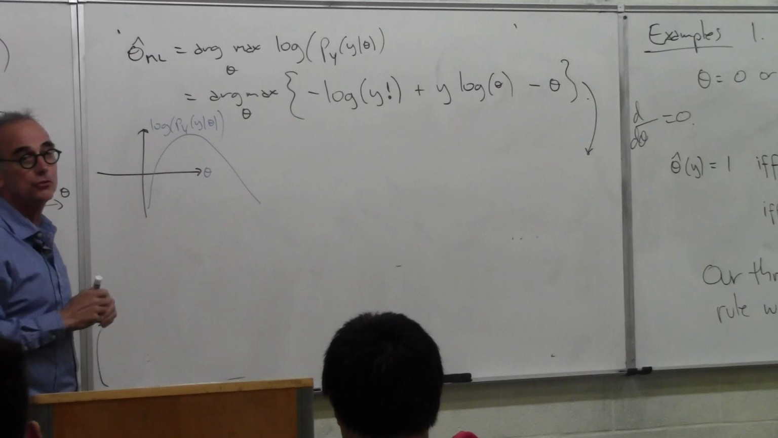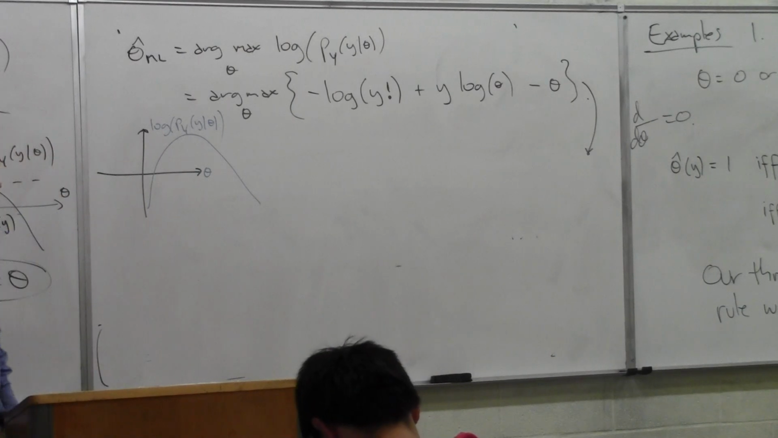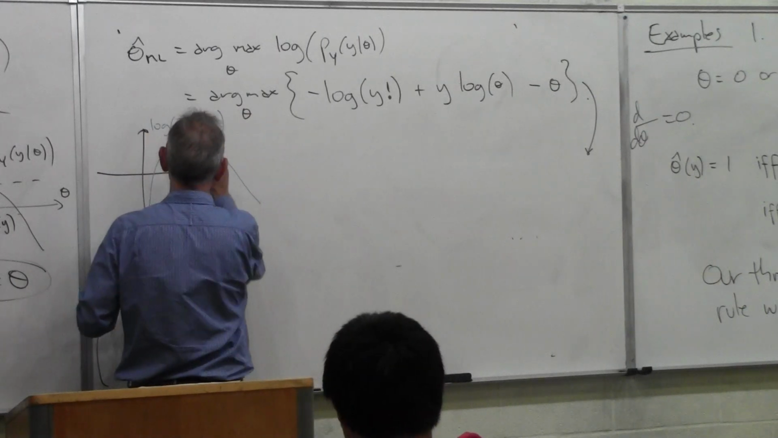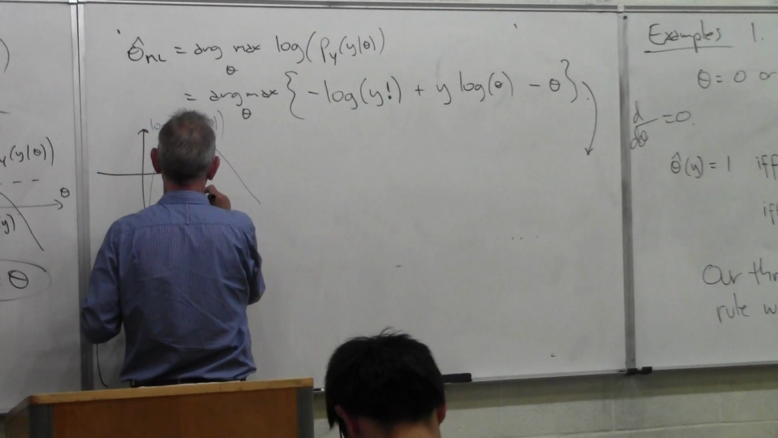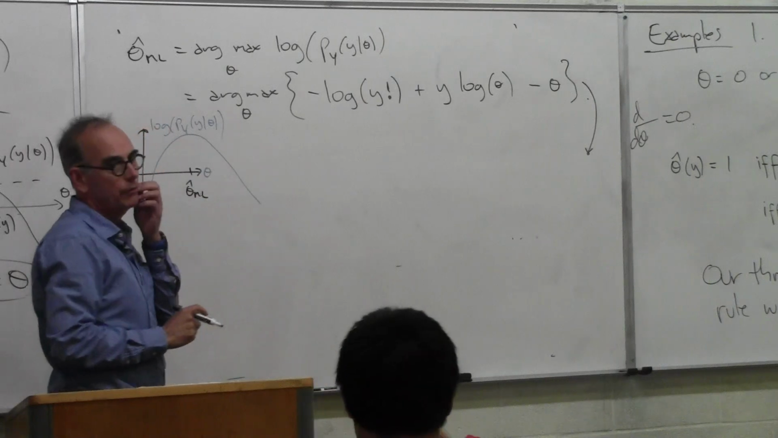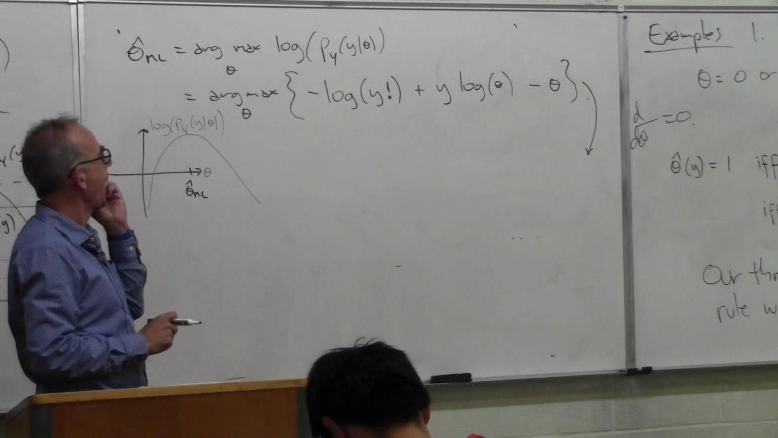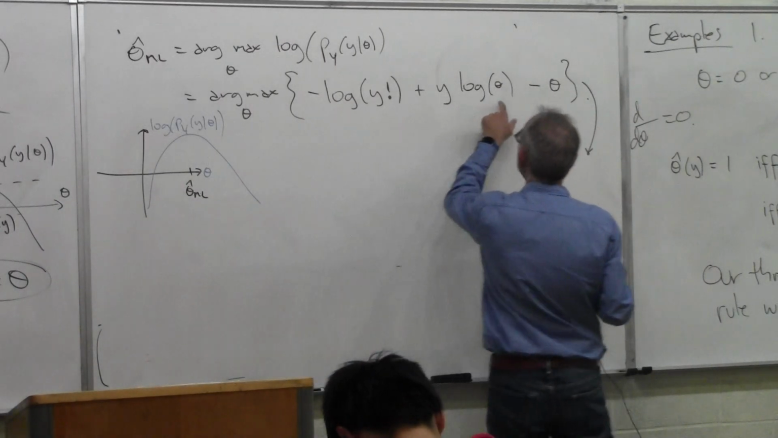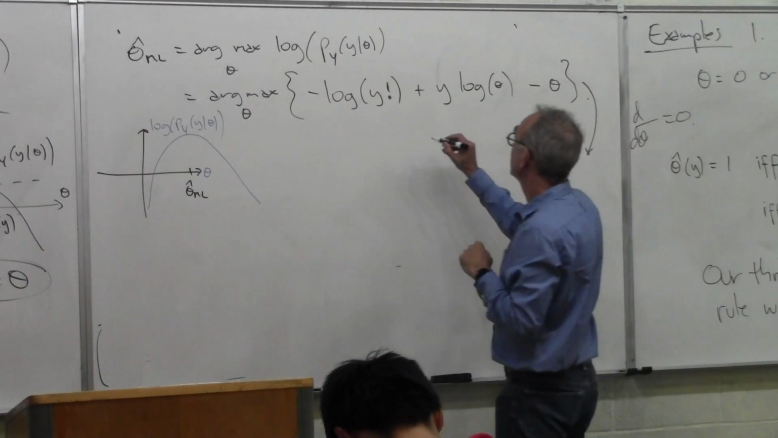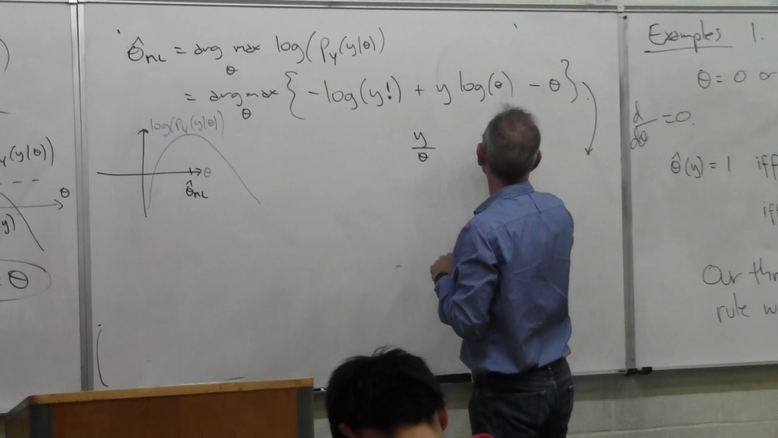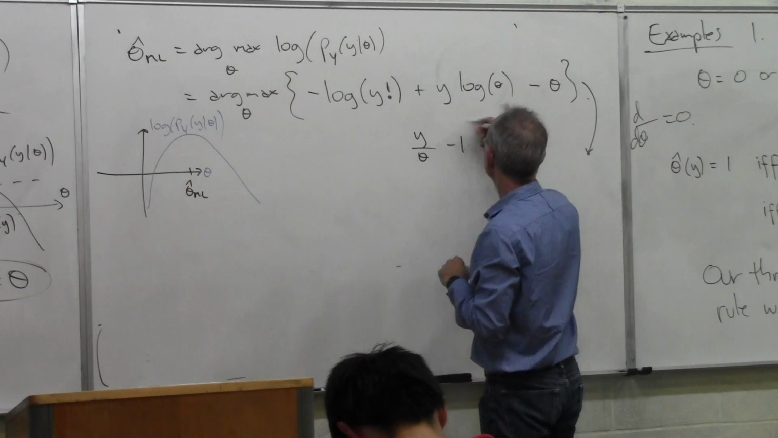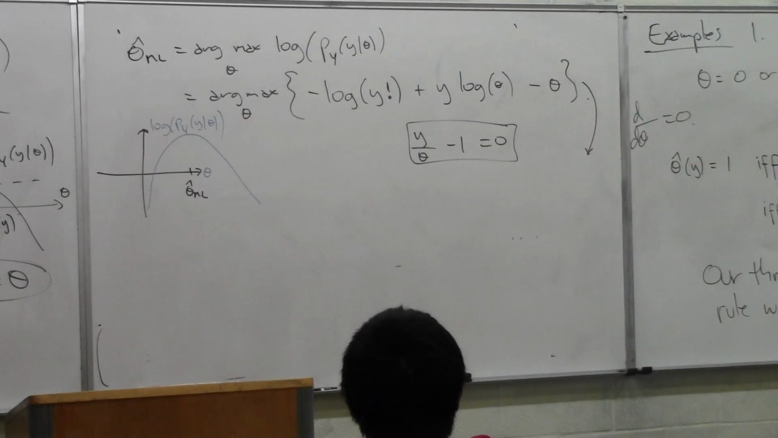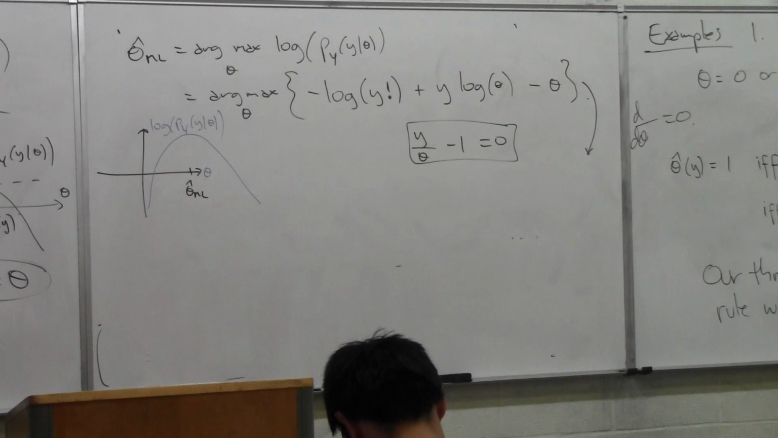So I really encourage you to plot these things when you're doing it, just so you can center yourself and know what you're actually doing. So again, the maximizer here is what we want, so we take the derivative and set it equal to 0. All right? And what's the answer? The derivative here is y over theta. And the derivative here is 1. And so just like Daniel predicted, the ML estimator is y.